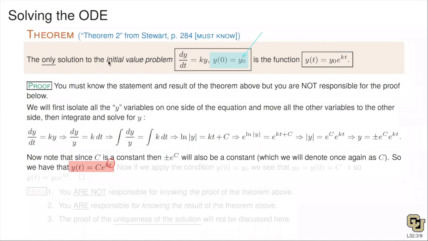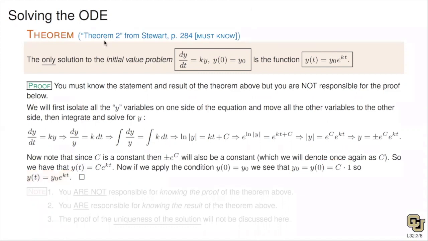So if we apply that condition here, we see that c equals y sub 0, because here when I replace t with 0, e to the 0 is just 1. So I get y sub 0 is equal to y of 0, but y of 0 is just c times 1, or c. So c equals y sub 0, and so when we put it all together, we get our answer to the differential equation is y sub 0 e to the kt.